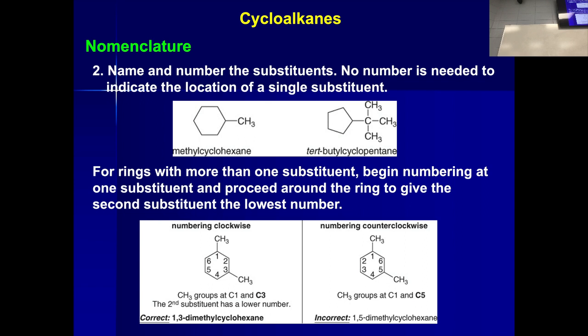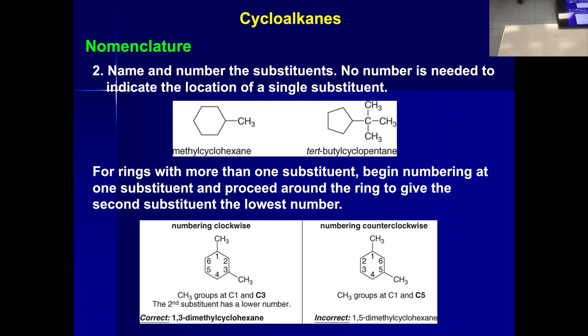What should we do here? What's the first thing that we do? Do we number? Is that the first thing we do? We identify the ring, right? So what is it here? Hexane. So it's a cyclohexane, right? Because it's cyclic. So this is going to be something cyclohexane. And so all of these things that are hanging off of that ring are substituents.